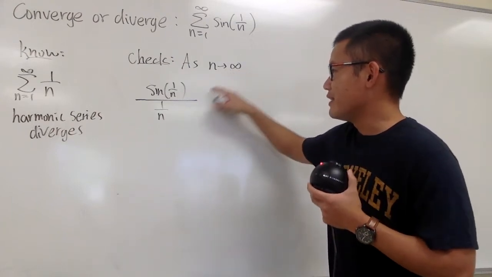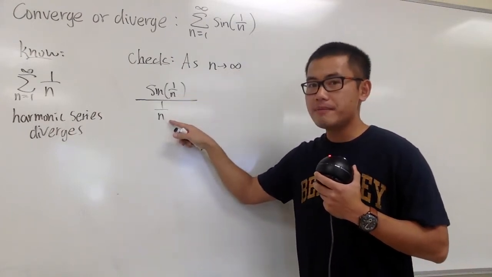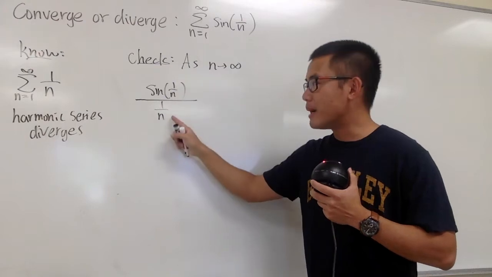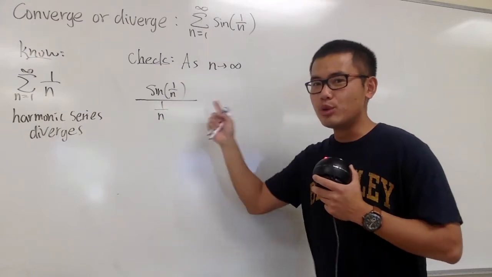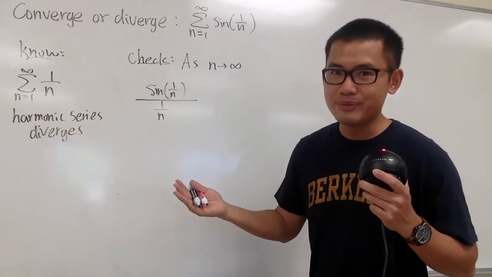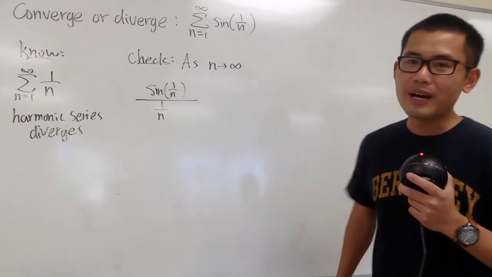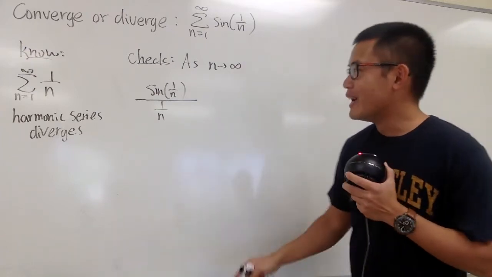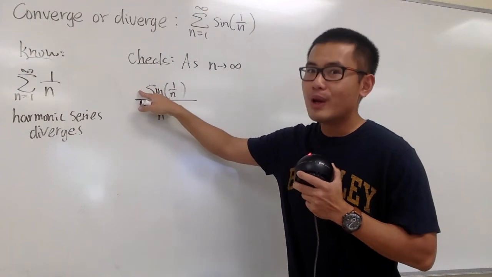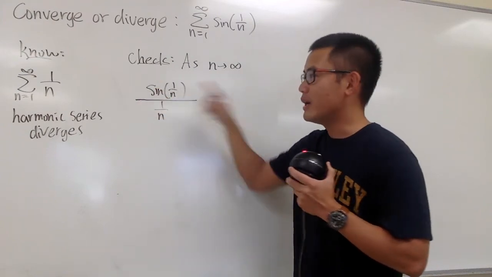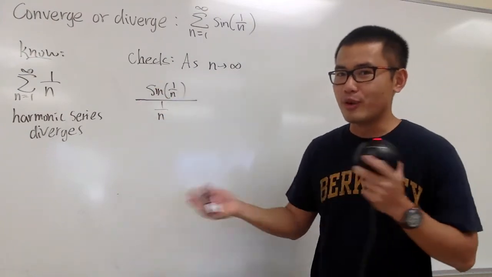Technically, we can still plug in infinity into the n here, right? On the top, you get 0. On the bottom, you also get 0. This is a 0 over 0 situation. So what do we do? We have to utilize L'Hopital's rule, right? But the problem with this is that we cannot put down d/dn. We cannot differentiate with respect to n because n is technically just a bunch of whole numbers.